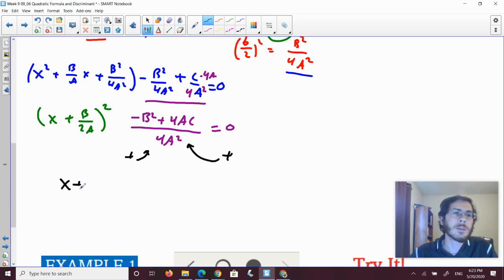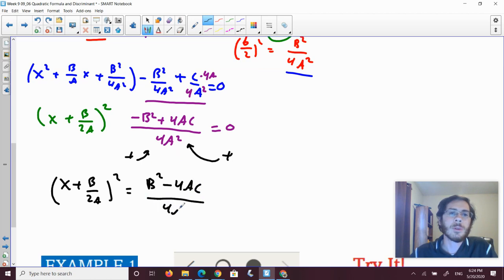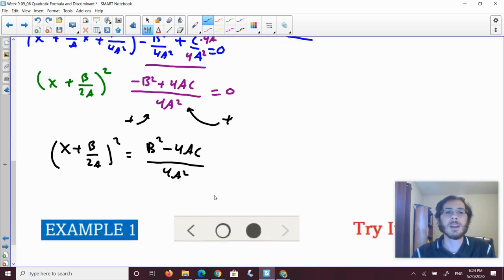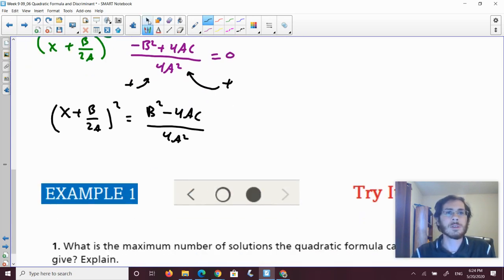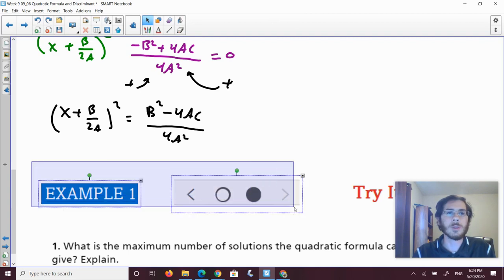So we get x plus b over 2a squared equals b squared minus 4ac all over 4a squared. So this switch, because I had to switch my sign, so this minus sign, when we add it over, becomes a plus. This plus sign, I'd have to subtract it. That's why we get the minus sign right there. All right, so looks like we're almost there, almost clear.